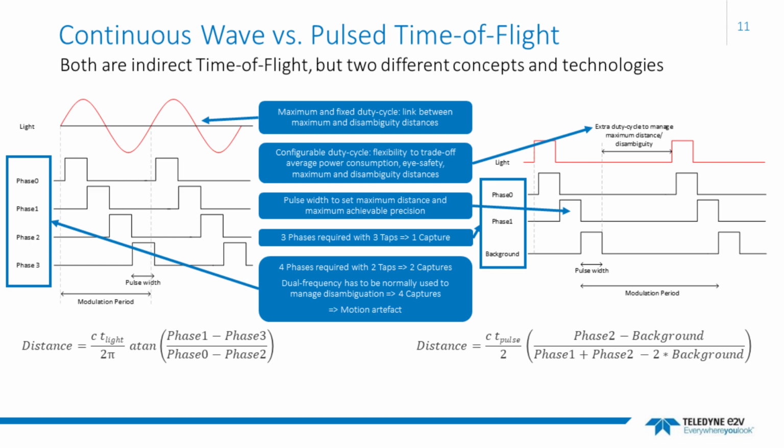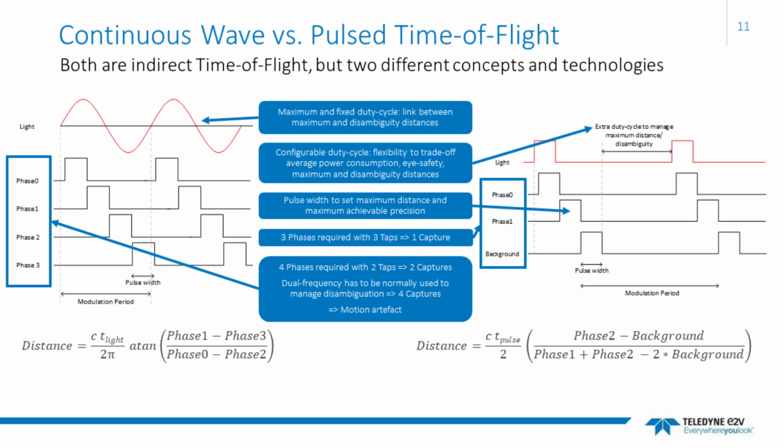In the previous slide, we talked about the continuous wave technique using 4 phases and 2-tap sensors. That is a technique which is used mainly on the market today, but it is not the only technique available. Let's now see the differences between this one and the one used by Teledyne sensor. There are 2 different methods to emit the light, the continuous wave and the pulsed light we are talking about in this webinar.